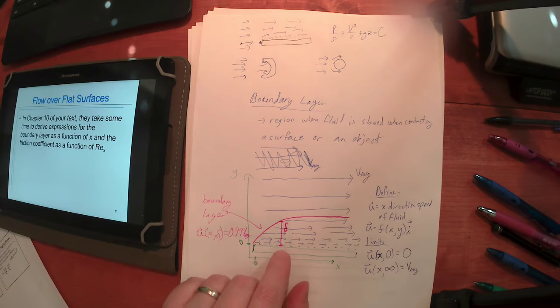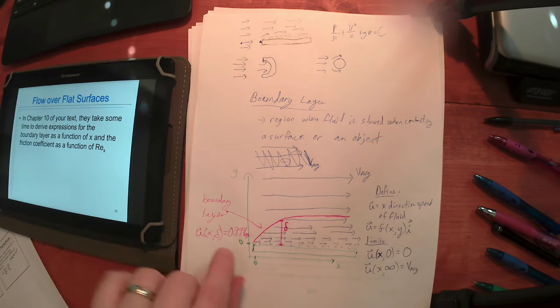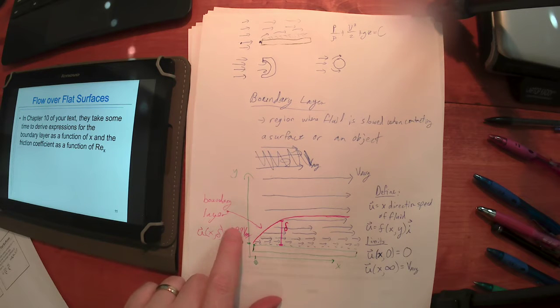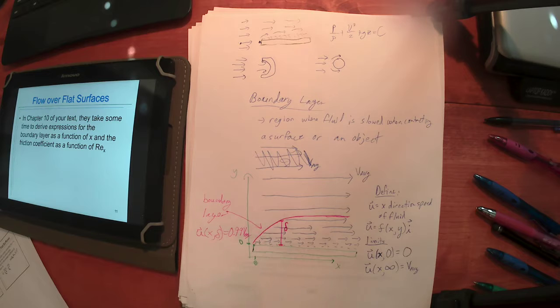But that's the definition of the boundary layer. That's what it represents: you're going to have this area where the fluid is slowed down, where the speed is different than the average speed. And this thickness is, by definition, where you have more than a 1% difference from the average speed out here. Anything inside of that is the boundary layer.